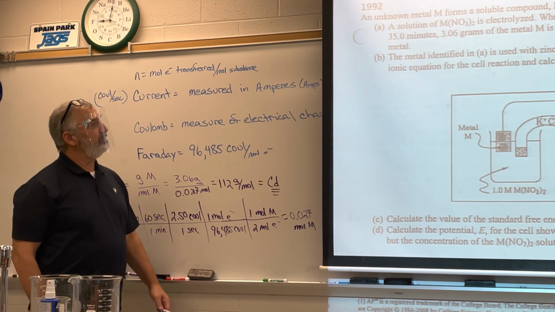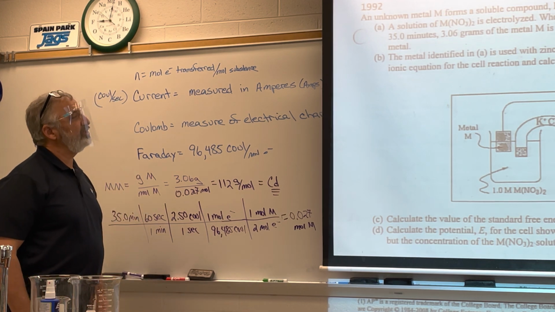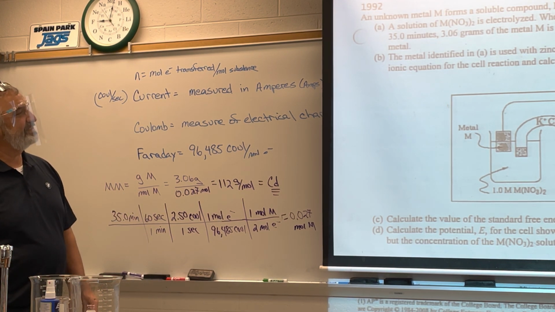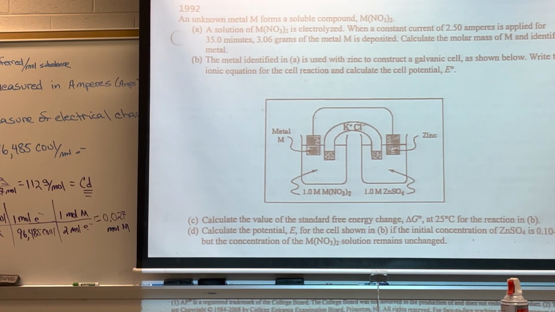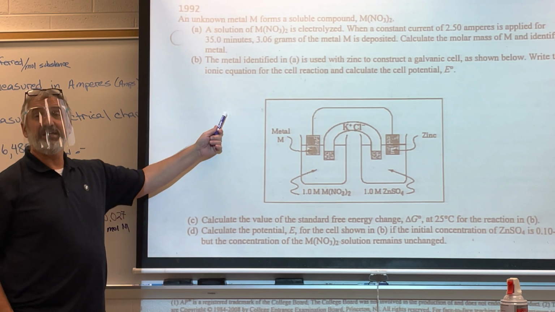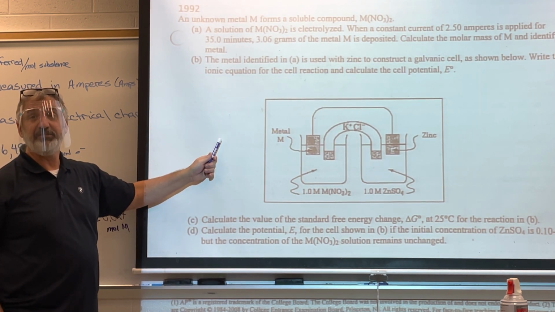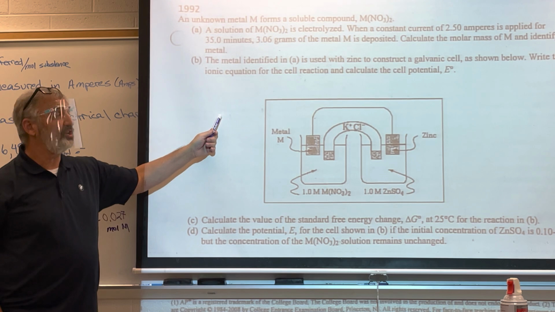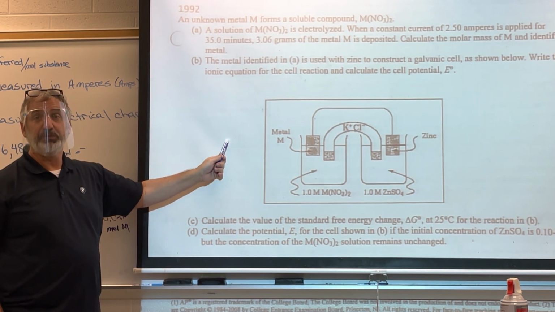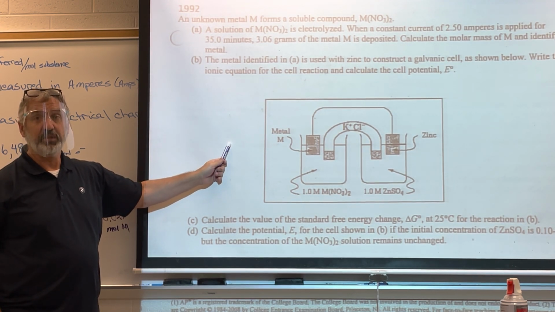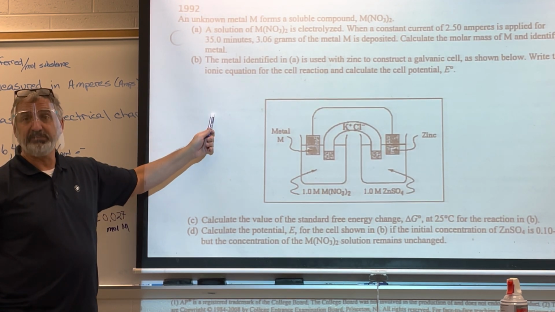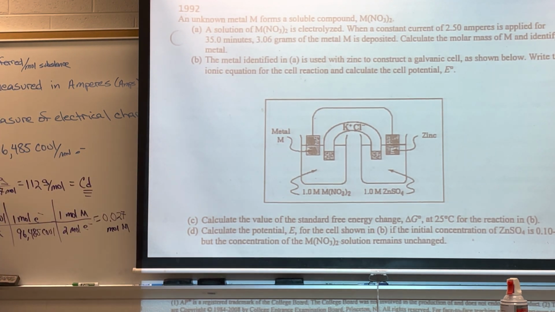All right, so let's look at B. The metal identified in A is used with zinc to construct a galvanic cell as shown below. Write the net ionic equation for the cell reaction and calculate the cell potential. Okay, so now we know it's cadmium. On this exam, you would have had a list of reduction potentials, like page 1105 in your book. So you do have access to that to determine which one's being oxidized and which one's being reduced. Nowadays, they would just include it within the problem. So let's go ahead and do that.